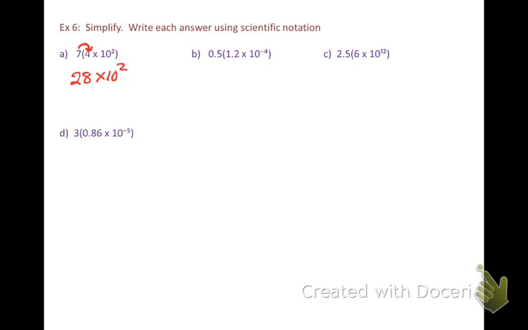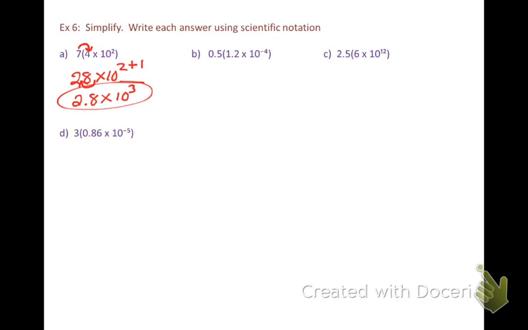10 squared. That's it? No, because tell me something. Is 28 between 1 and 10? No. So I have to move it over, right? If I have to move it over from a bigger number to a smaller number, I add that amount that I moved it. So it's going to be 2.8 times 10 to the third. And there's that.